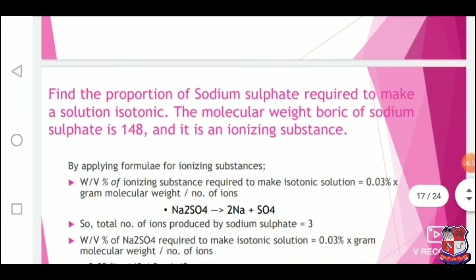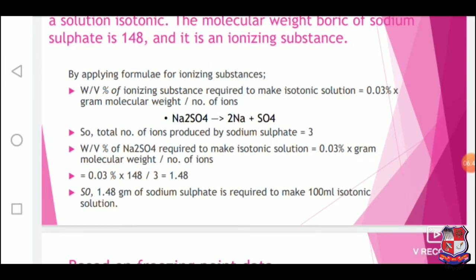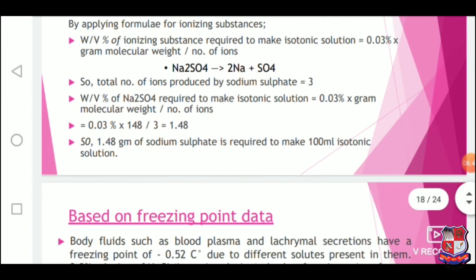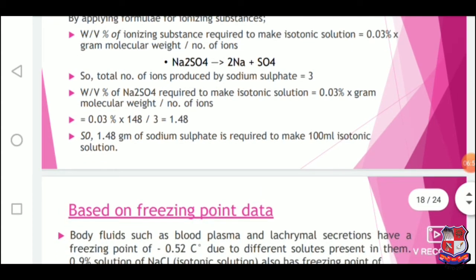This is the second example, in which this is a reaction, and by applying the formula for ionizing substance, we get 1.48 grams of sodium sulfate, which is required to make 100 ml of isotonic solution.